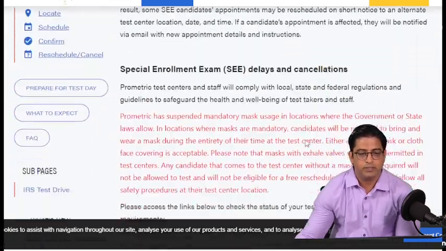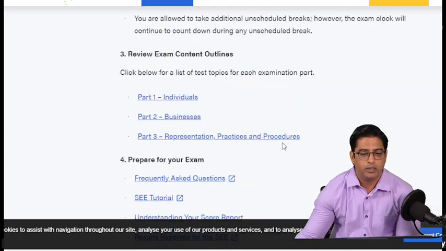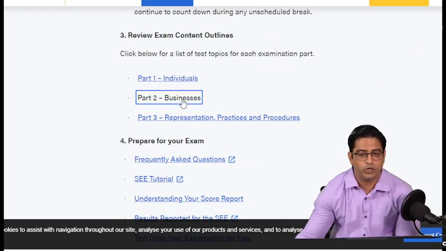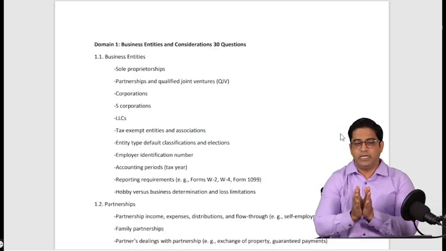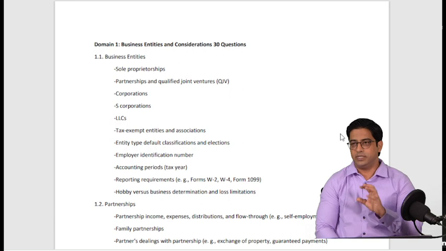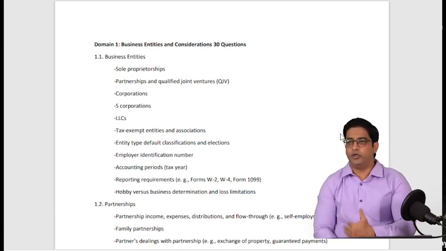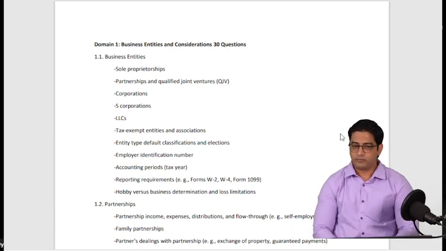Okay. So we are looking at the syllabus of part 2. So what is that we need to understand from part 2? As I've explained earlier, part 1 talks about the individual level. Part 2 talks about entity level. Part 3 talks about tax resolution. So as part of the enrolled agent exam, we are looking at 3 parts. One is individual, 2 is entity, third is representation before the IRS. How do you represent a client or an entity?